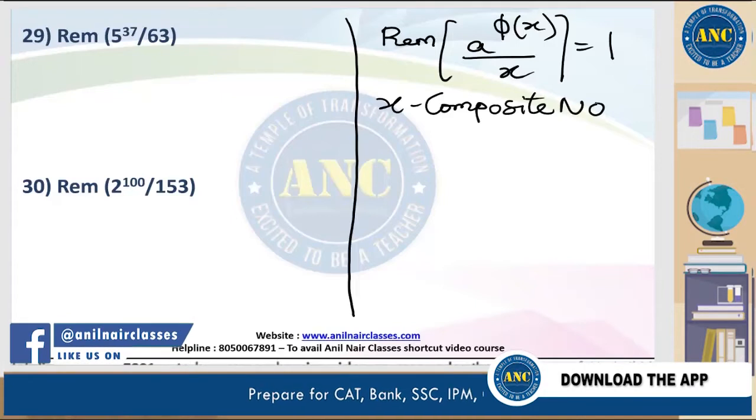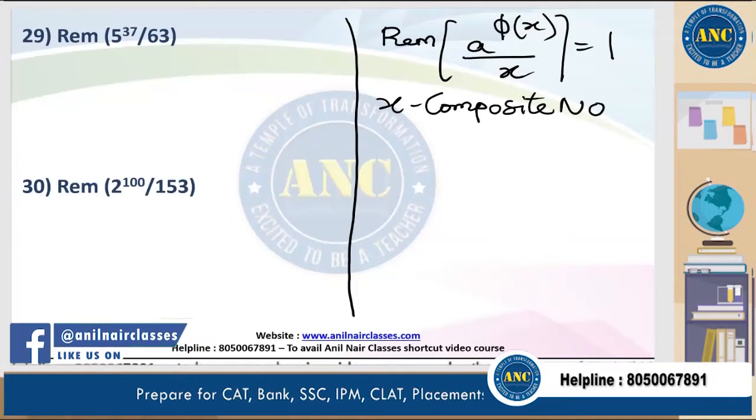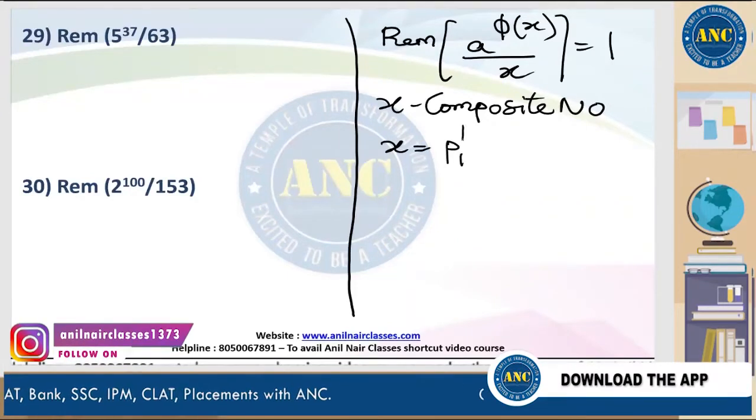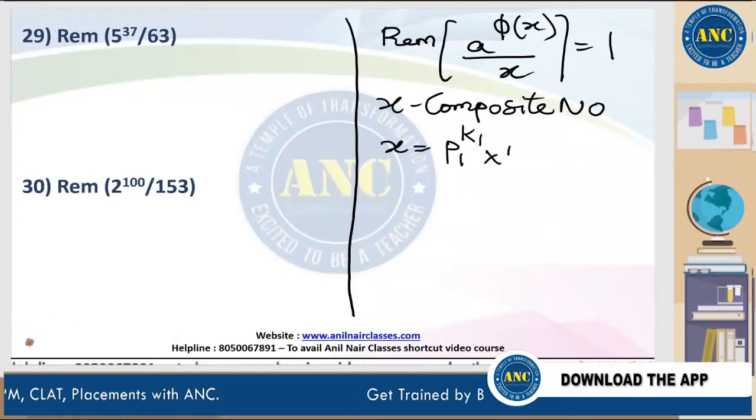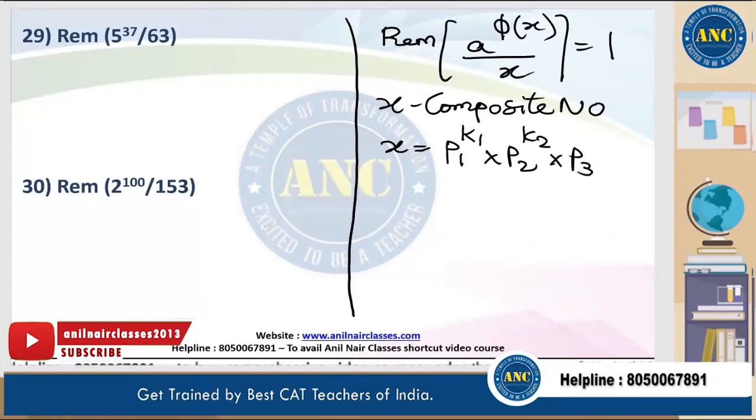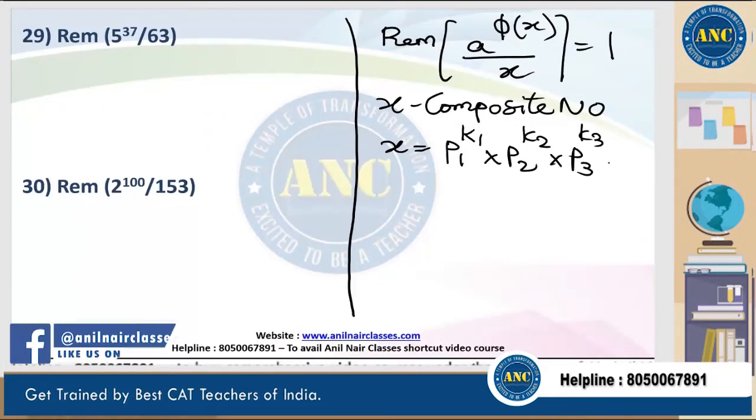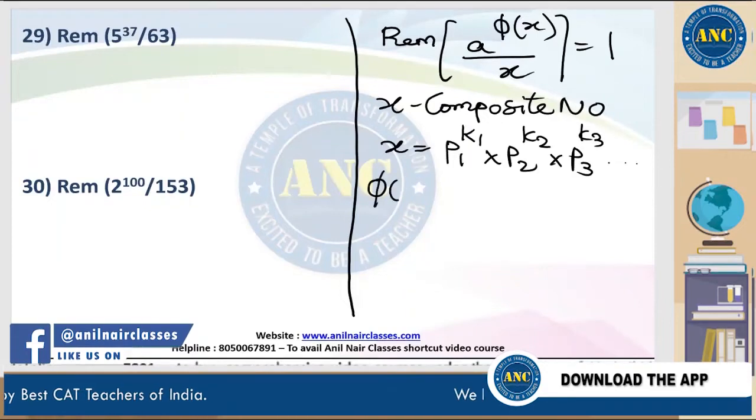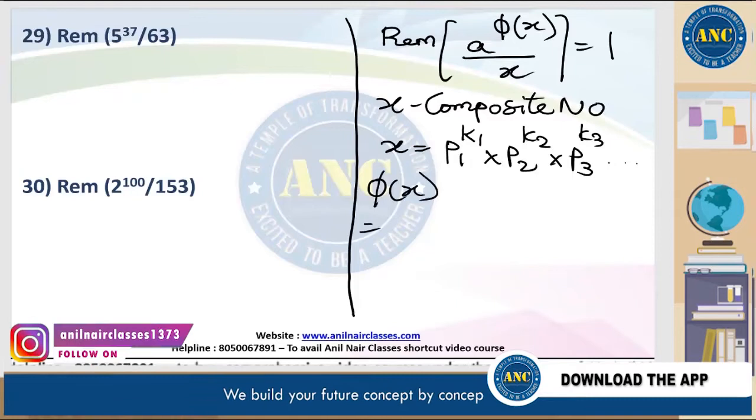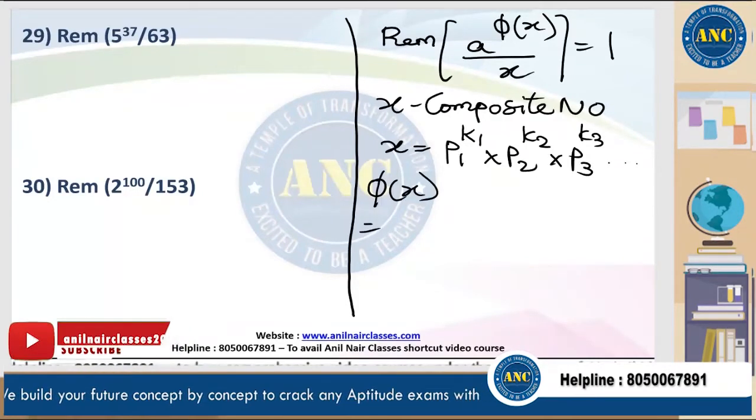X is a composite number. Composite number means it can be written as p1 power k1 into p2 power k2 into p3 power k3 and so on. What is the quotient function? The quotient function is defined as the number of numbers which are less than or equivalent to a given number and are co-prime.